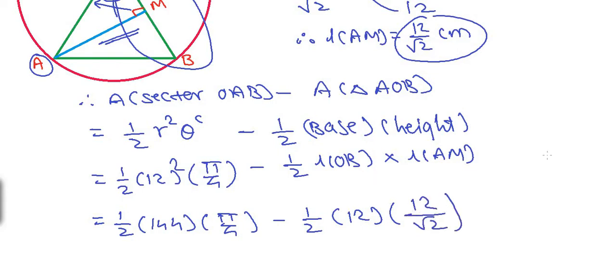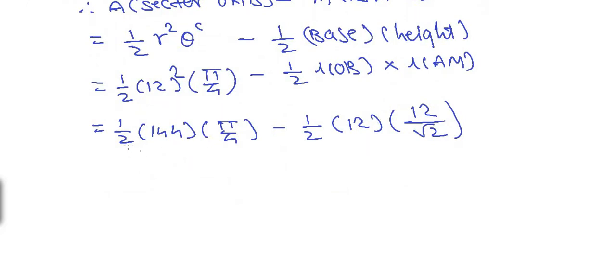12 upon root 2. Let us simplify it further. Let us divide 144 by 2 first. 2 sevens are 14 and 2 twos are 4. Then further divide it by 4 now. 4 ones are 4, 7 minus 4 is 3, 4 eights are 32. That is equal to 18 pi minus over here 2 sixes are 12, 12 sixes are 72, divided by root 2.